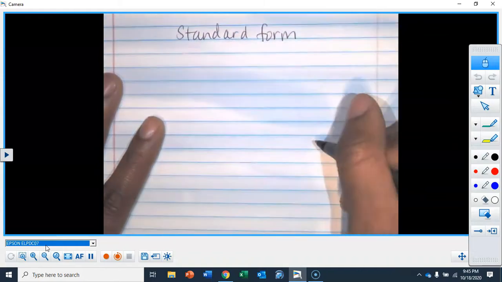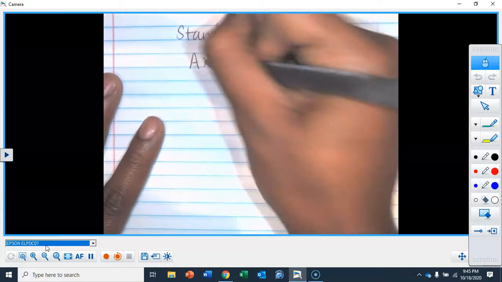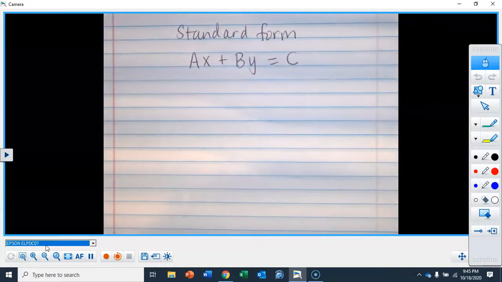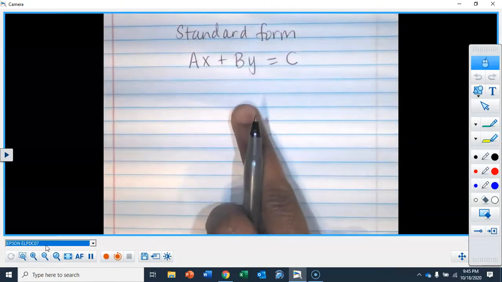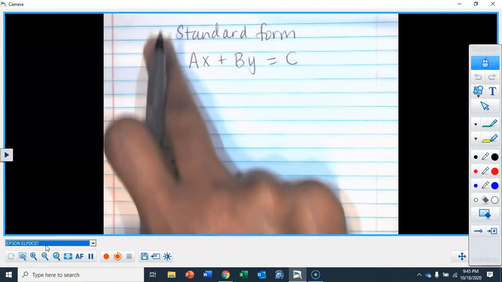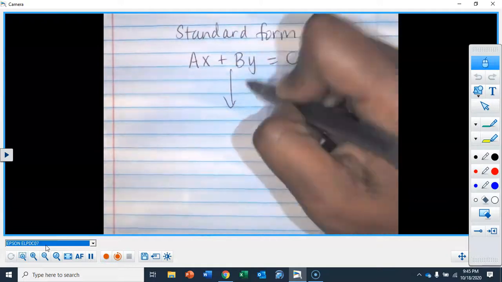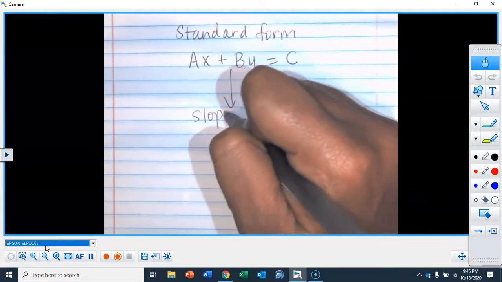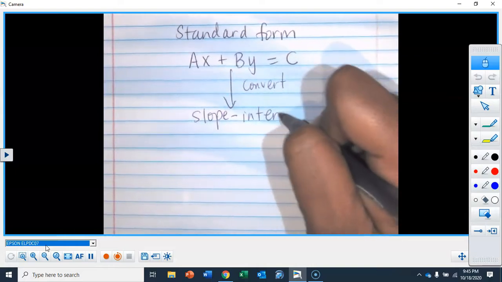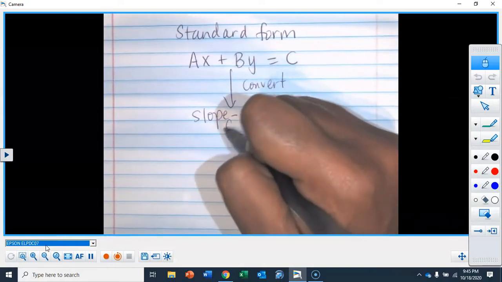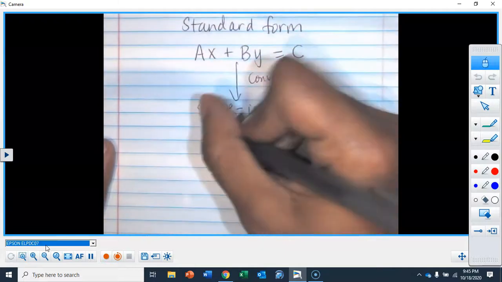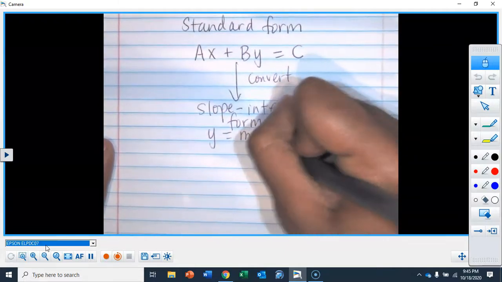Remember, standard form is the one that has a number with an X, a number with a Y, and C is a constant sitting over to the right of the equal sign. So you have to know this is the objective. How do you change a standard form, convert it to a slope-intercept form?